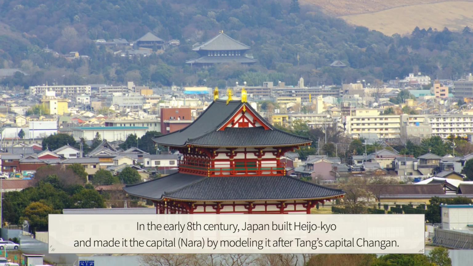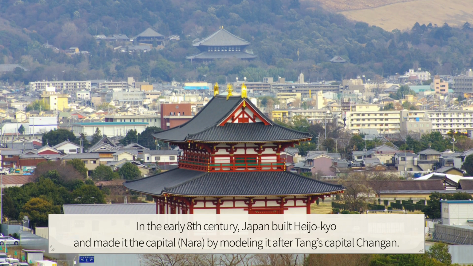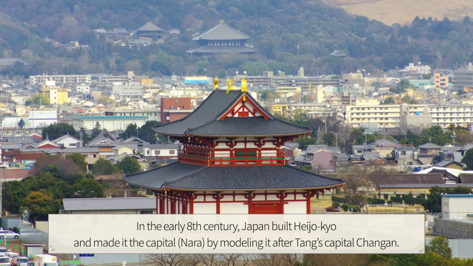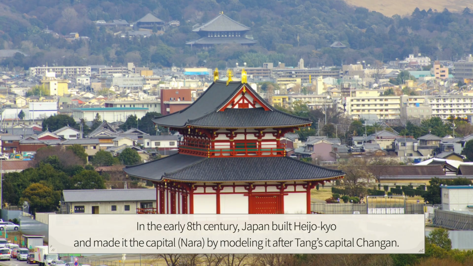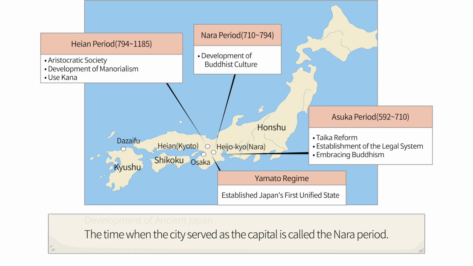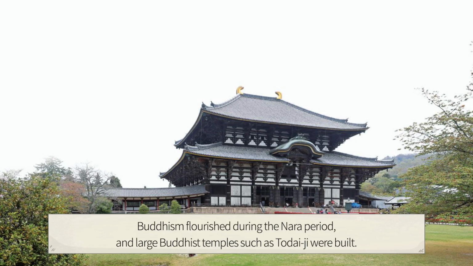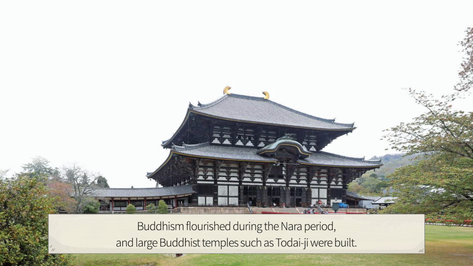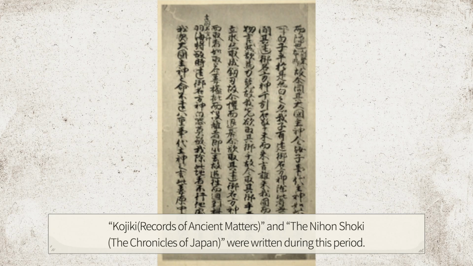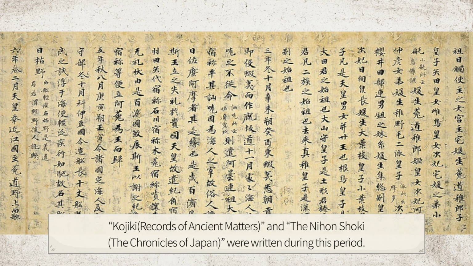In the early 8th century, Japan built Heiji-kyo and made it the capital, Nara, by modeling it after Tang's capital, Chang'an. The time when the city served as the capital is called the Nara period. Buddhism flourished during the Nara period, and large Buddhist temples such as Todaiji were built. Kojiki, records of ancient matters, and the Nihon Shoki, the Chronicles of Japan, were written during this period.